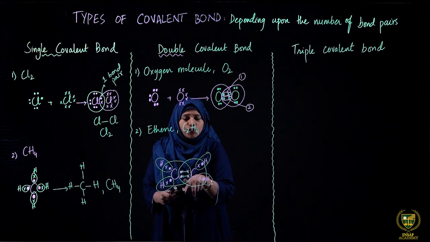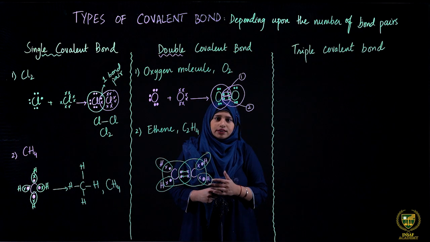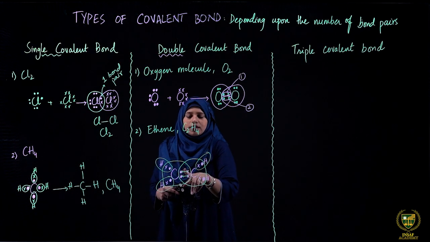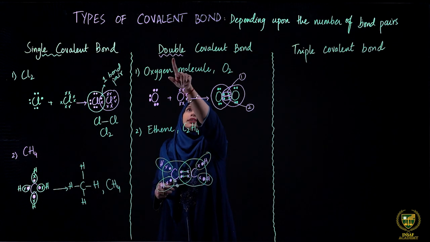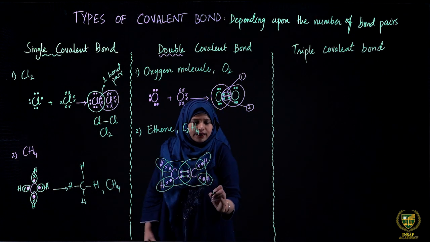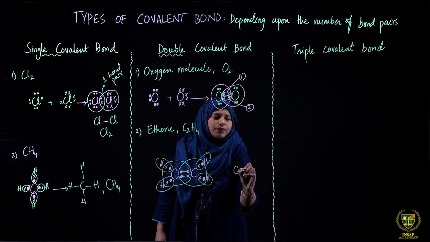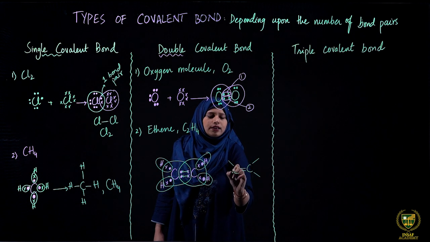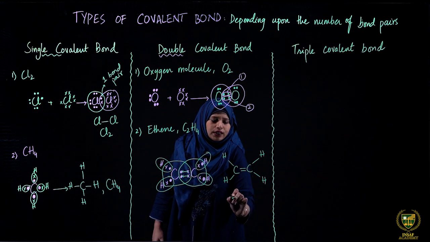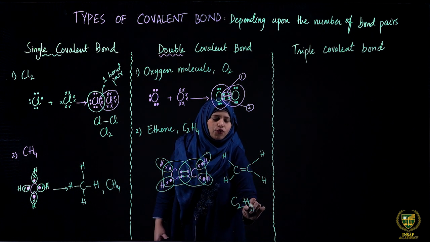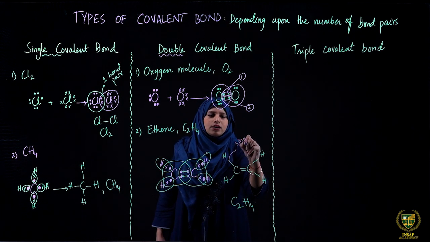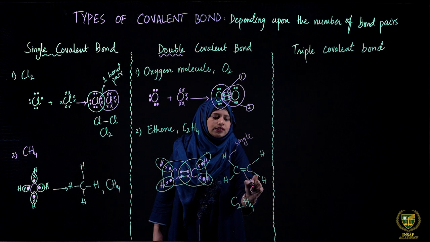You can see 2 bond pairs are involved in this structure. So we can say that it is a double covalent bond. If we draw its structure, it would be C double bond C, with H and H, H, H. So in total C2H4. Now remember, this one is single bond and this one is double bond.